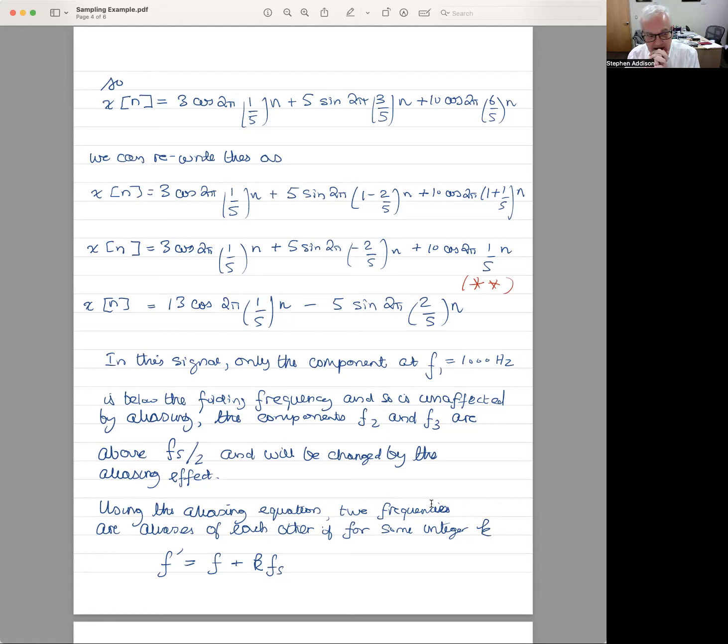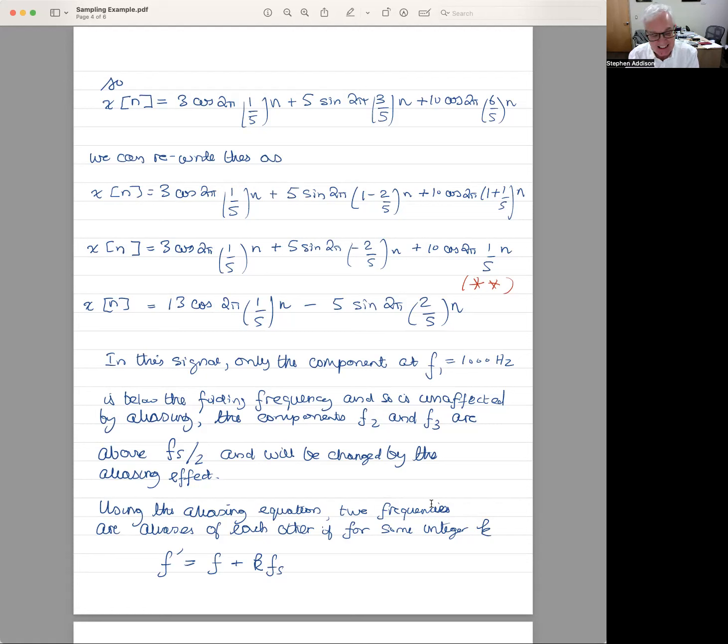What this means is that in the signal we have, only the component at 1,000 hertz was below the folding frequency, so it is unaffected by aliasing. The components at F2 and F3 are above the folding frequency, and so they'll be changed by the aliasing effect.